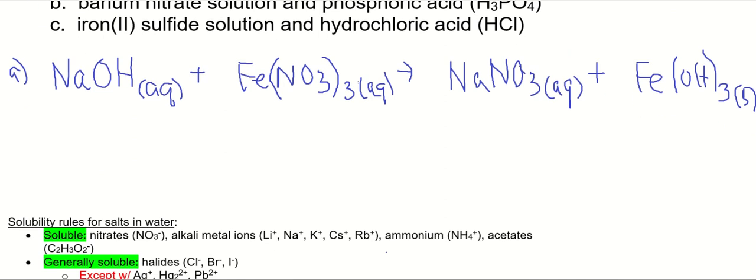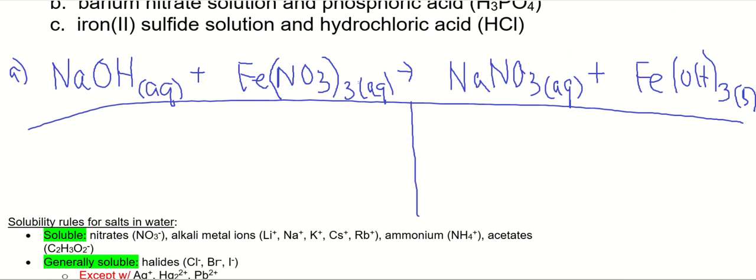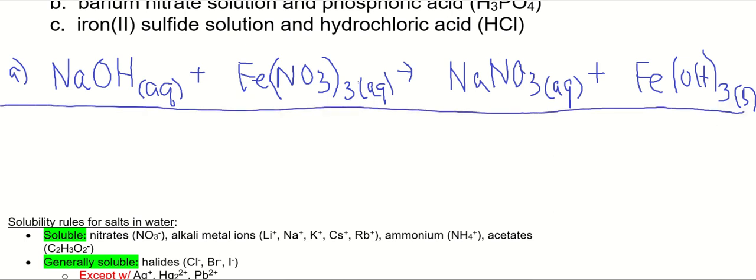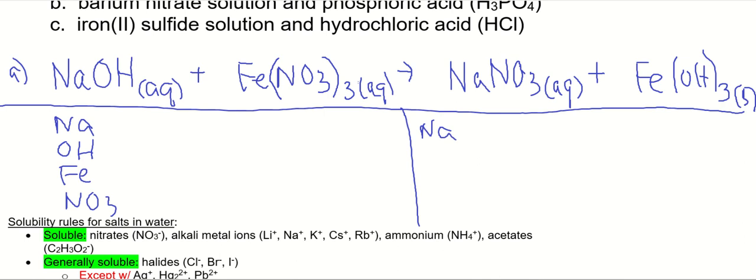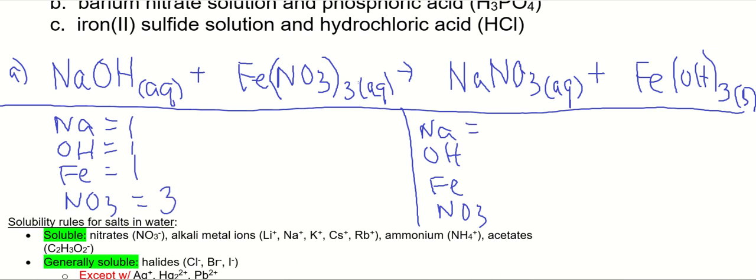All right, let's balance this out. Sodium hydroxide, iron, and nitrate. Write your polyatomic ions on one line because they're not going to change. In that same order, sodium hydroxide, iron, and nitrate. Got 1, got 1, got 1, got 3. For here on the right, 1, got 3, got 1, got 1.